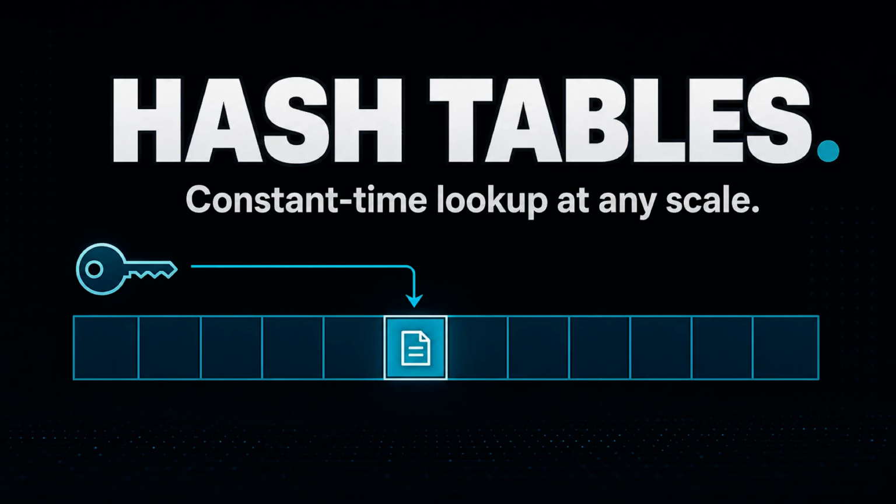Welcome to Learning Podcasts, Algorithms, Chapter 3, Hash Tables. Today, we explain how the data structure behind every dictionary in your code finds anything in constant time, no matter how big the table grows.